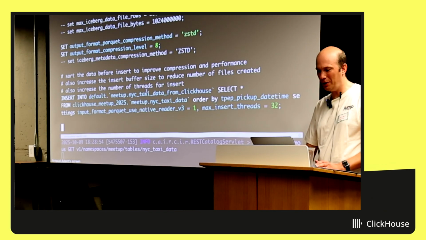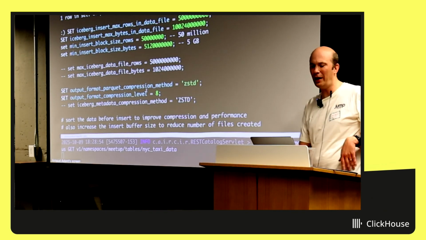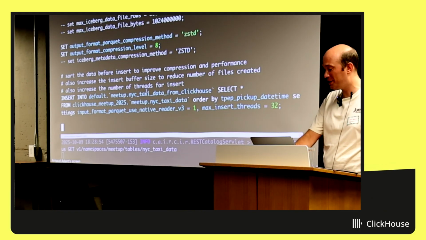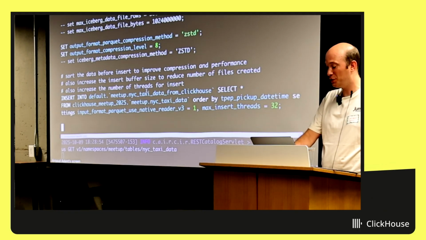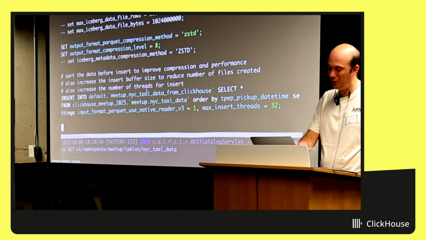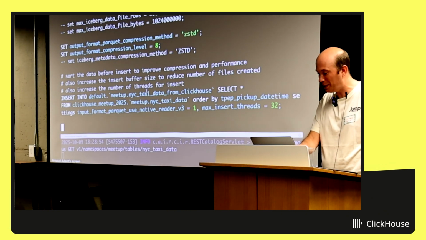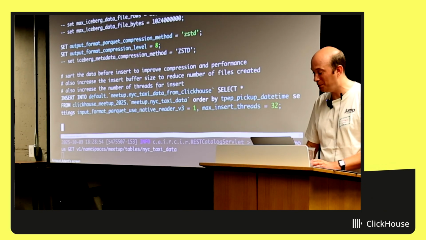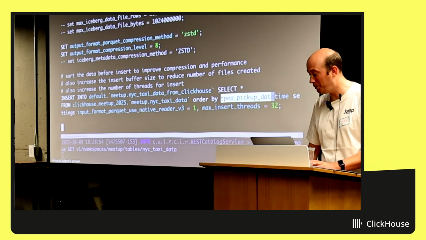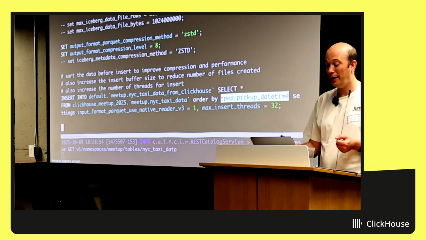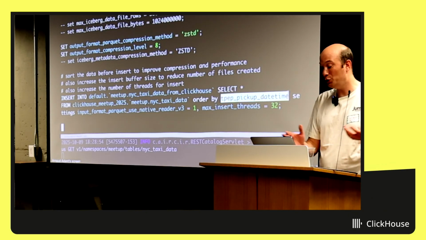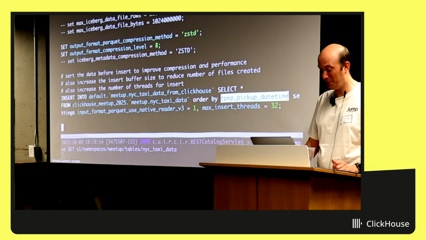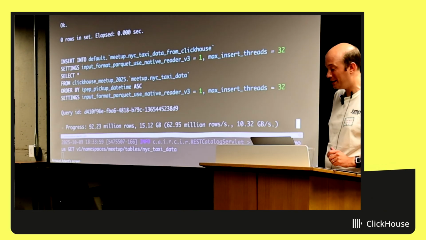I can put it here. So I'm going to put some variables that we need to have. And I'm going to do an insert select between the data that comes from Clickhouse, or the data that comes from the Clickhouse Meetup database that I showed you in MinIO. I'm going to order it by the pickup time here, so 1 billion rows sorted. And then I'm going to insert that into a new table that is also in Iceberg. So I'm going to do Iceberg to Iceberg. And let's run that.